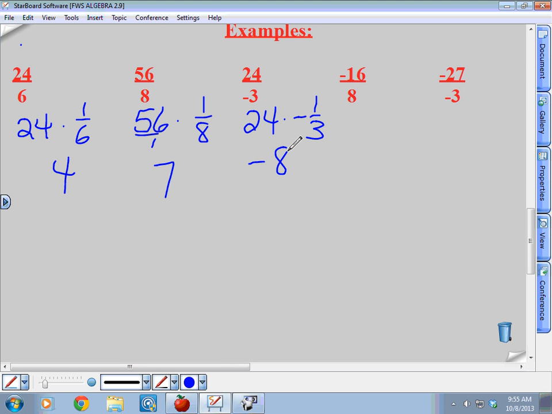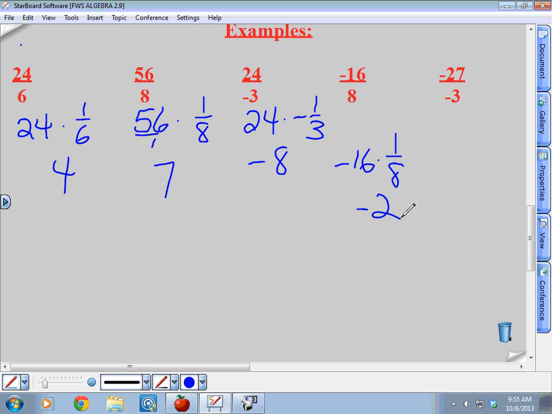Okay, Noah. Negative 16 divided by 8. Negative 16 times 1 over 8. Good. And what is negative 16 divided by 8? 2. I'm sorry, what? I didn't hear. It's negative 2, because when you're multiplying two numbers, one's a negative, one's a positive, it's going to be a negative number. So it's negative 2. All right.